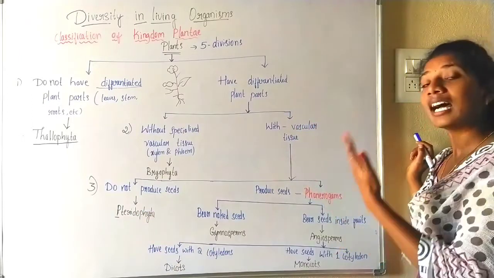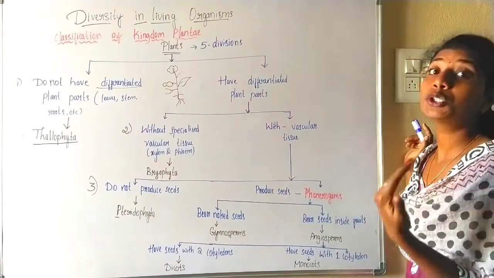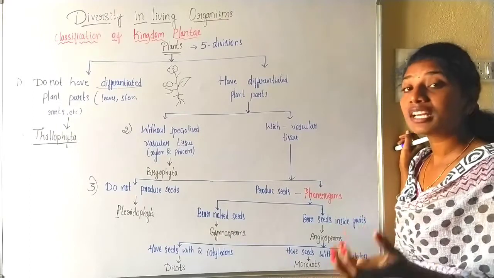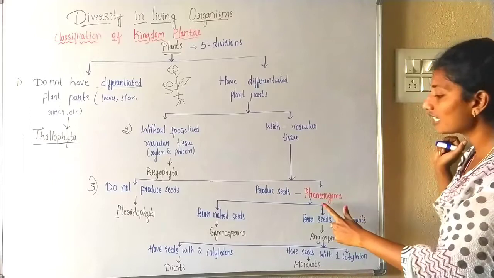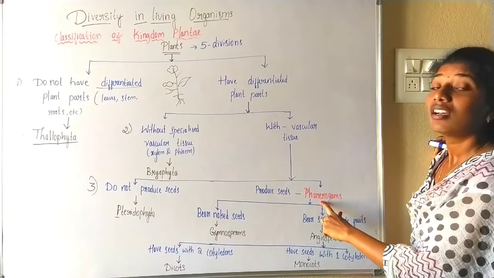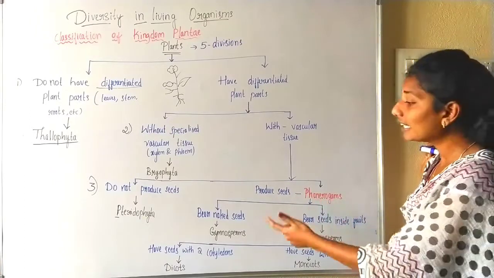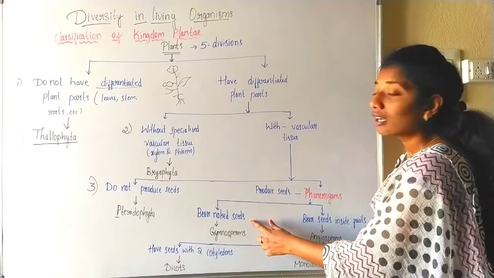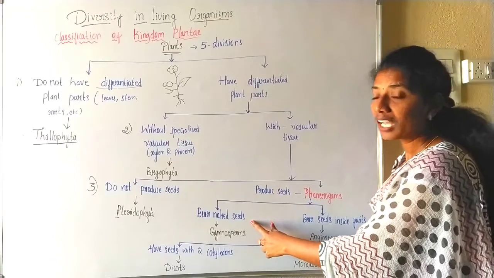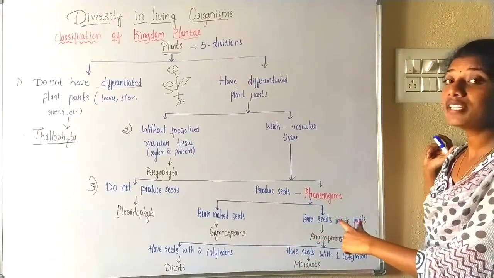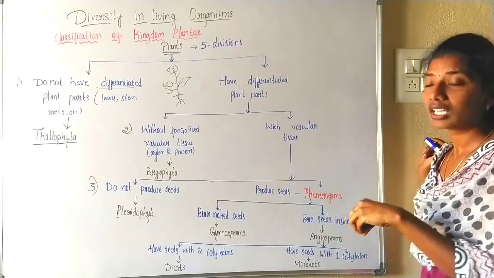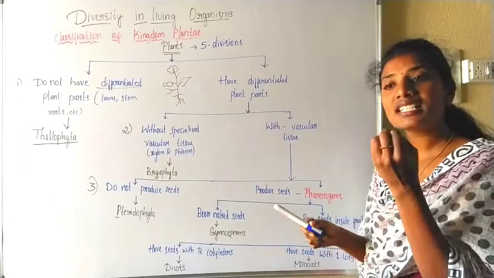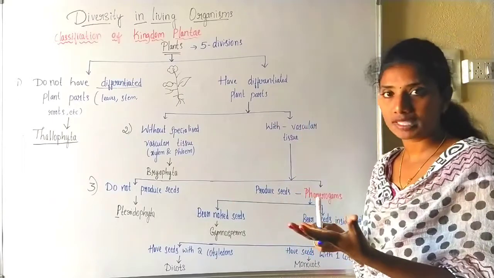And there is another group of plants which are able to produce the seeds. That means this group of plants which are able to produce the seeds are called Phanerogams. Okay, Phanerogams are again of different types. That means there are a few Phanerogams which bear a naked seed, and there are other Phanerogams which bear seeds within a fruit. Naked seeds means the seeds are directly exposed to the environment.